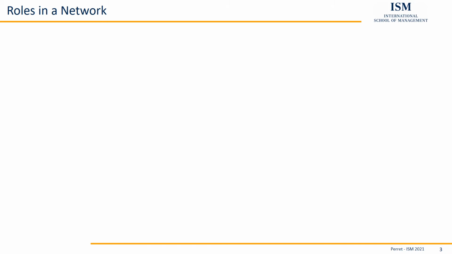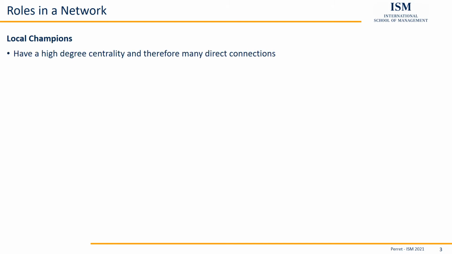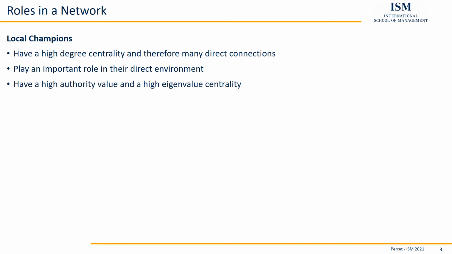Then we have two roles which focus more on the importance of the nodes in the network. The first are so-called local champions. A local champion has a lot of direct connections. So he has a lot of friends, so to speak. And he plays an important role in his direct network environment. Meaning not only does he have a lot of direct connections, he is also an important player in his direct environment. He usually has a relatively high authority and a relatively high eigenvalue centrality as well. However, the focus here is on a nearby environment.